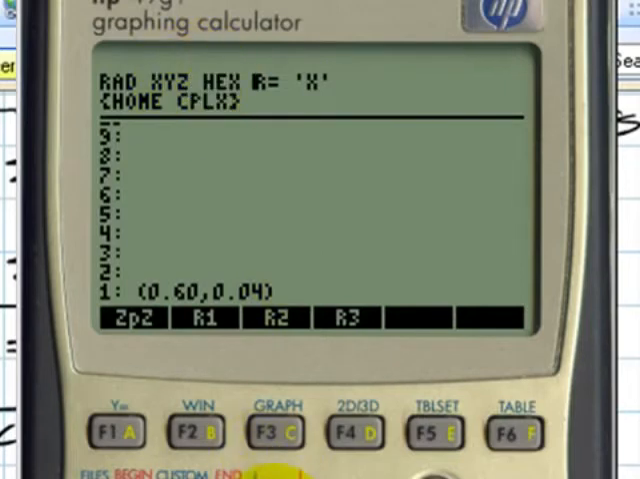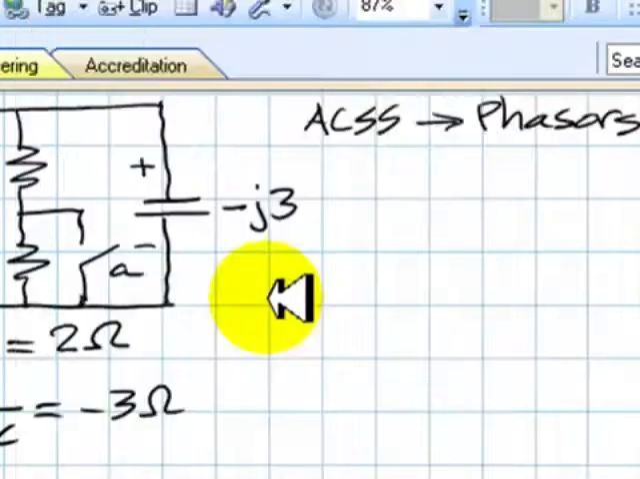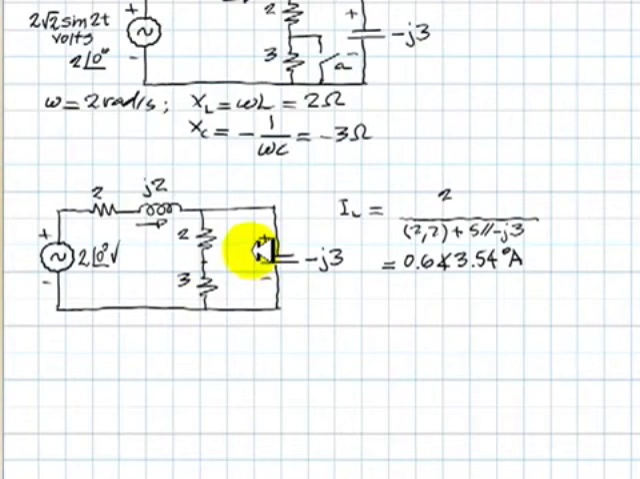I'd rather have that in polar form this way. 0.6 amps with a phase of radians? No, I want degrees. 3.54 degrees. To find the voltage in this capacitor is as simple as 2 volts minus the drop in this impedance. And that is how I'm going to compute that.